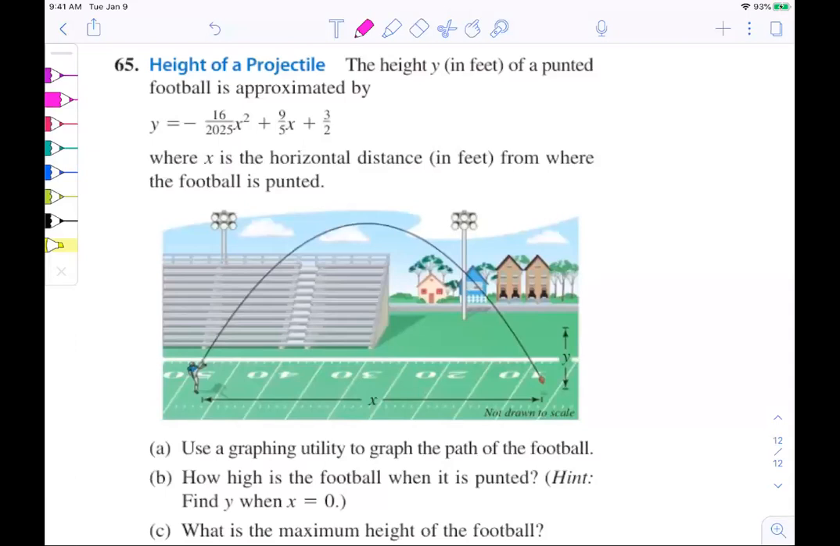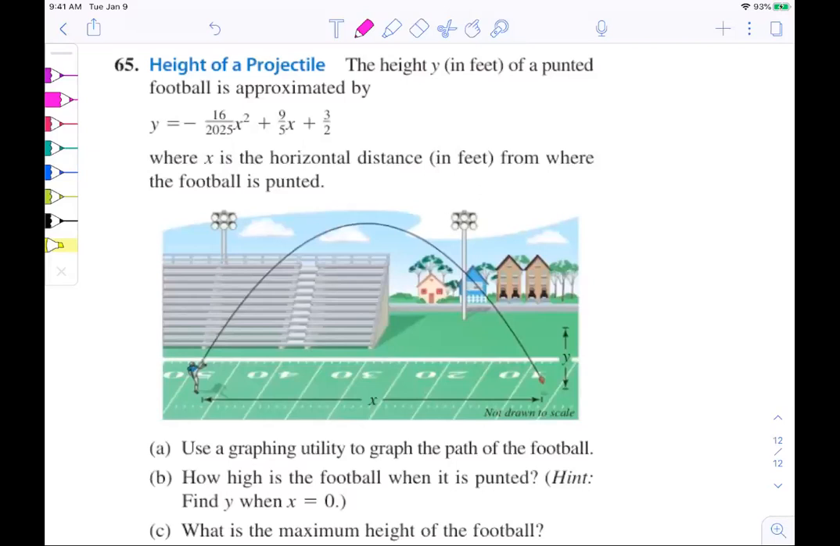But we have the height in feet of a punted football given by this equation: y equals -16/2025 times x squared plus 9/5 x plus 3/2. The values in here are given to you, but we will work through how to find those numbers. You will be creating equations based off of a projectile object, the velocity, and the angle it's launched at, and all of that is trig and a little bit of physics. So we'll go through that.